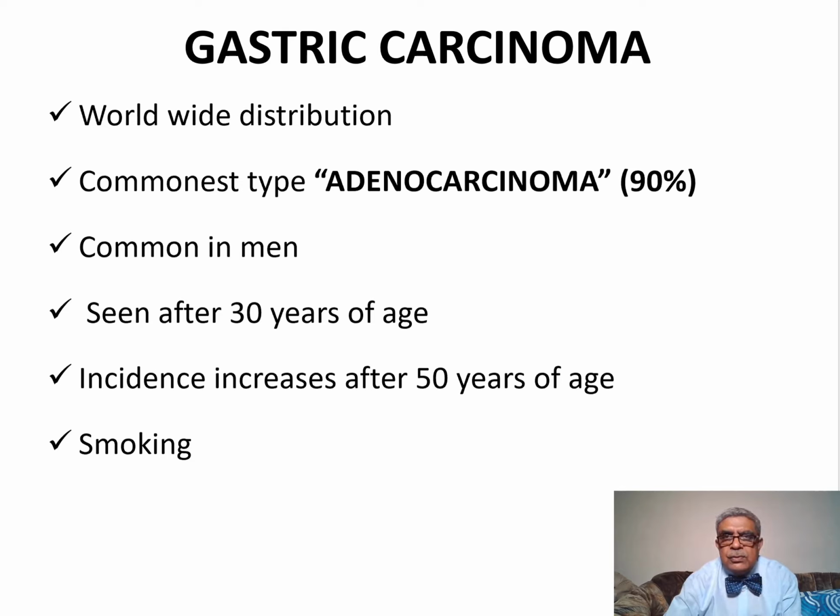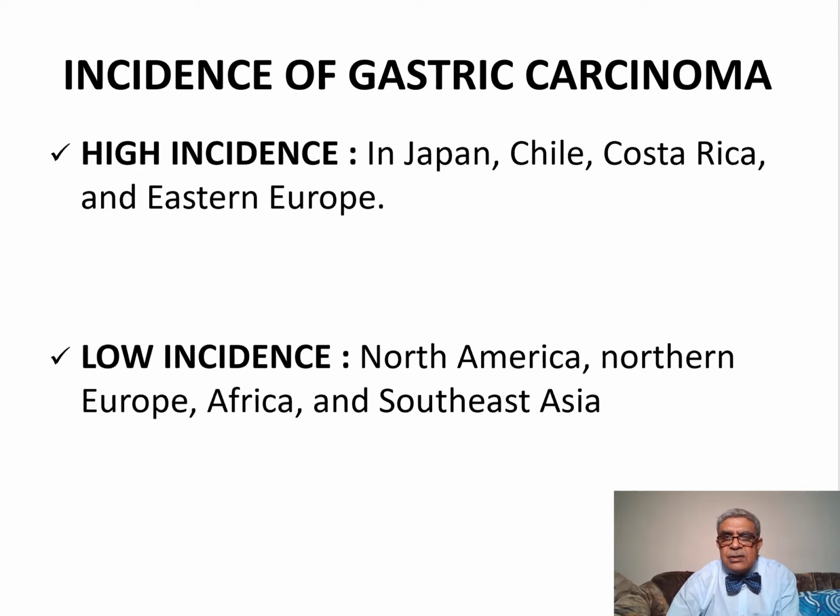Now we come to gastric carcinomas, and the most important one in gastric carcinoma is the adenocarcinoma, which forms 90% of the tumor. It has a worldwide distribution. Commonest type of carcinoma is adenocarcinoma, as I just mentioned, common in men, seen after 30 years of age. Incidence rises after 50 years of age, associated with smoking. Incidence of gastric carcinoma varies in different areas. Higher incidence is seen in Japan, Chile, Costa Rica, and Eastern Europe, whereas its incidence is low in North America, Northern Europe, Africa, and Southeast Asia.